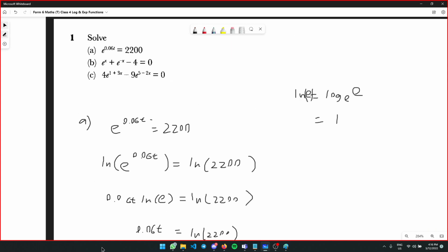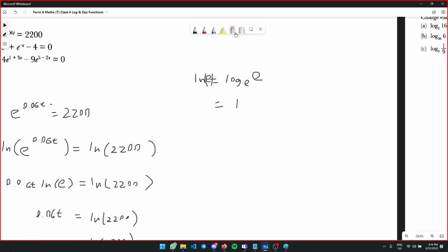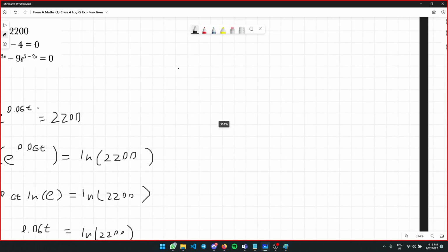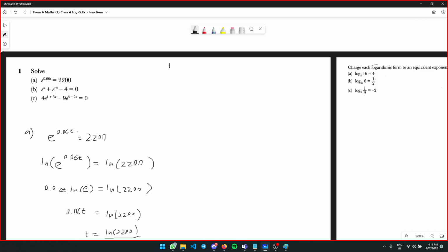Now let's try question B. Question B here, same thing, as you can notice, x is the power of the natural number e. So we're going to do the same thing for this. I'll just take this out. So e to the x plus e to the negative x, make sure you notice this, minus 4 equals 0.